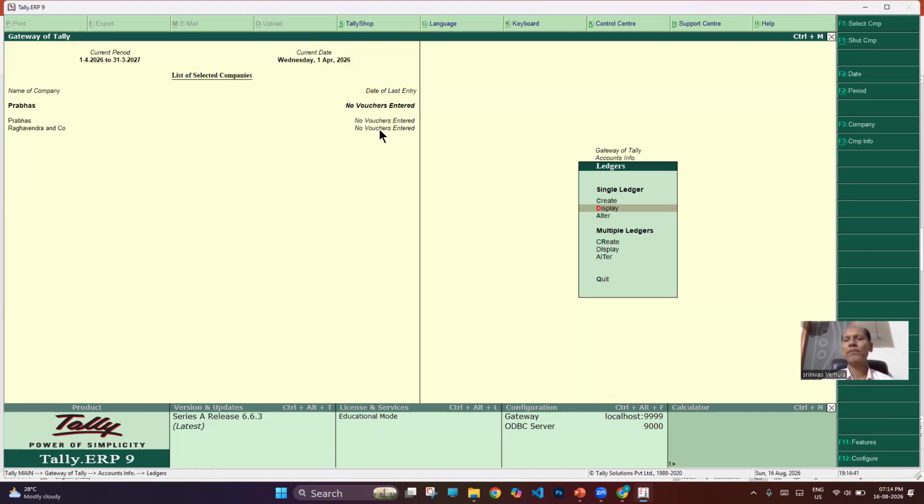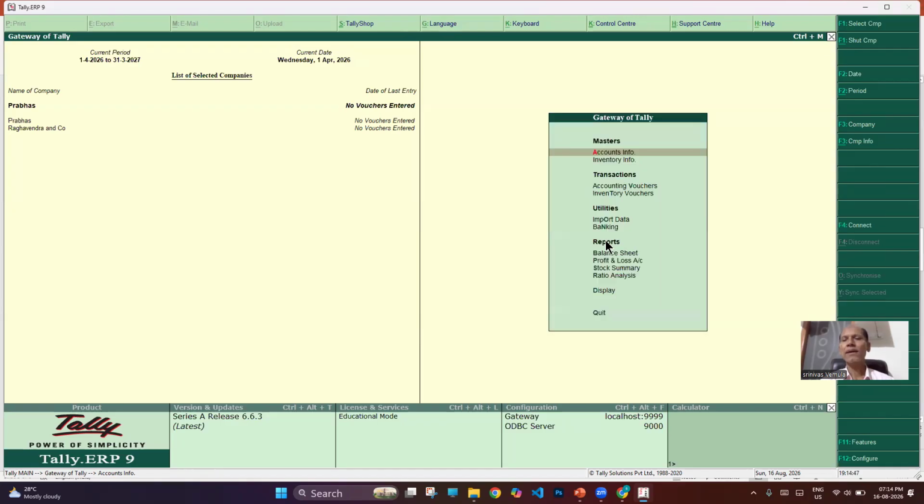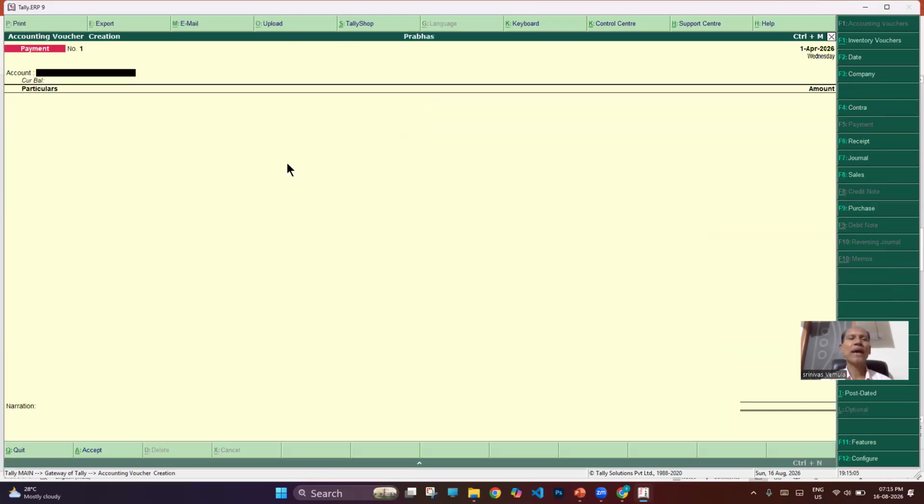Next one. What is that? Vouchering. So I'm going back. For vouchering: gateway of Tally, accounting vouchers under transactions. We have to go to accounting vouchers. Very simple. One by one we have to enter. First, we have to select whether it is payment or receipt.